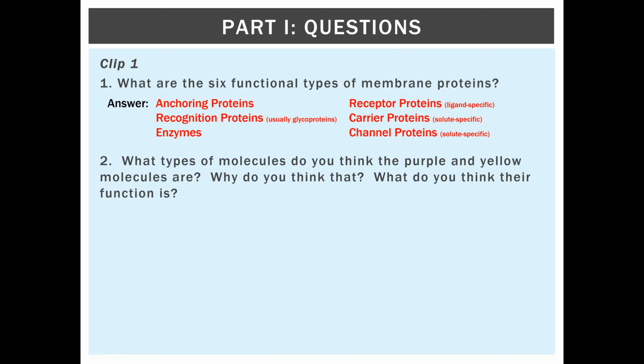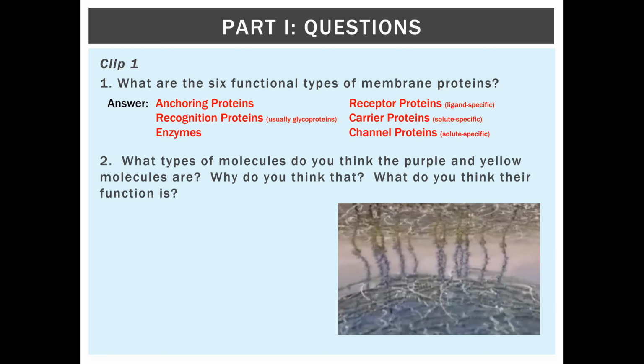So question 2, what type of molecules do you think the purple and yellow molecules are? Why do you think that? What do you think their function is? So here is a screenshot from the video. So again, we had the white blood cell at the bottom with the purple molecules coming out, and we actually had a cell that is lining the blood vessel called an endothelial cell with the yellow molecules sticking out.